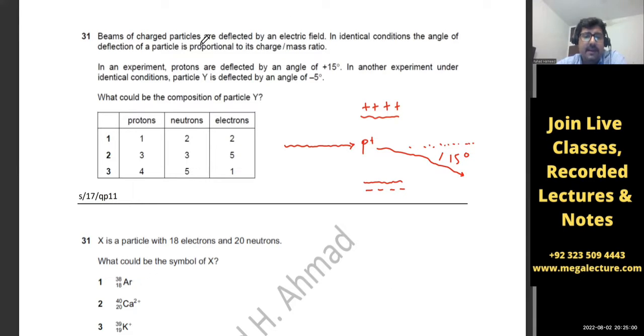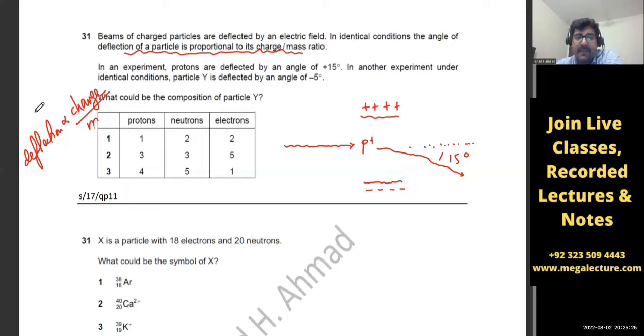Yes. So what did he say? He said that the deflection of a particle depends on its charge to mass ratio. That makes sense. Deflection is proportional to charge over mass. A heavier particle is not going to get deflected that much, so it's inversely proportional to mass. Greater charge, it's going to be more deflected. That makes perfect sense. For a proton, the charge to mass ratio is 1:1. It's got a +1 charge and a mass of 1.